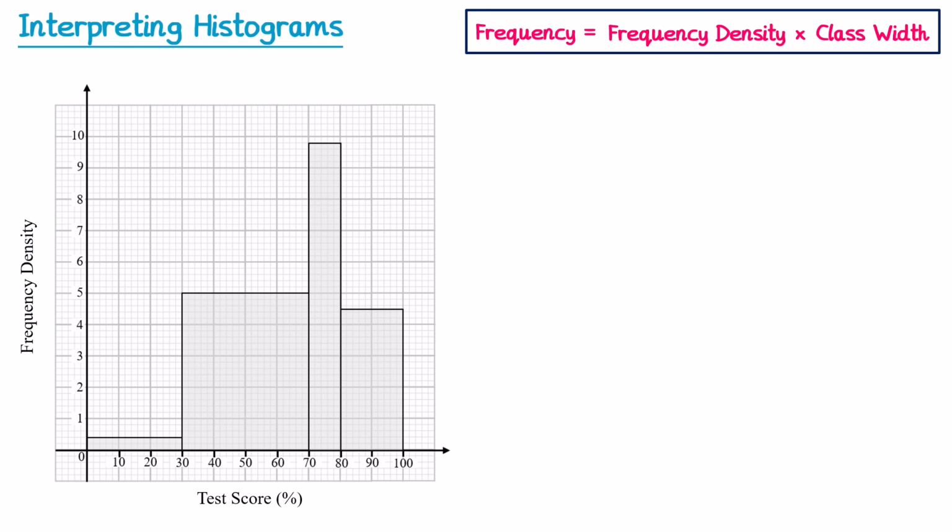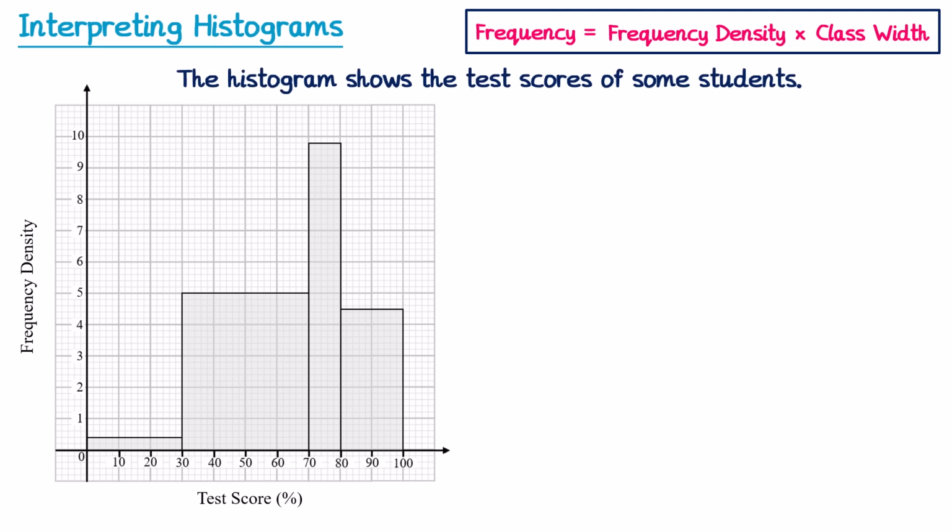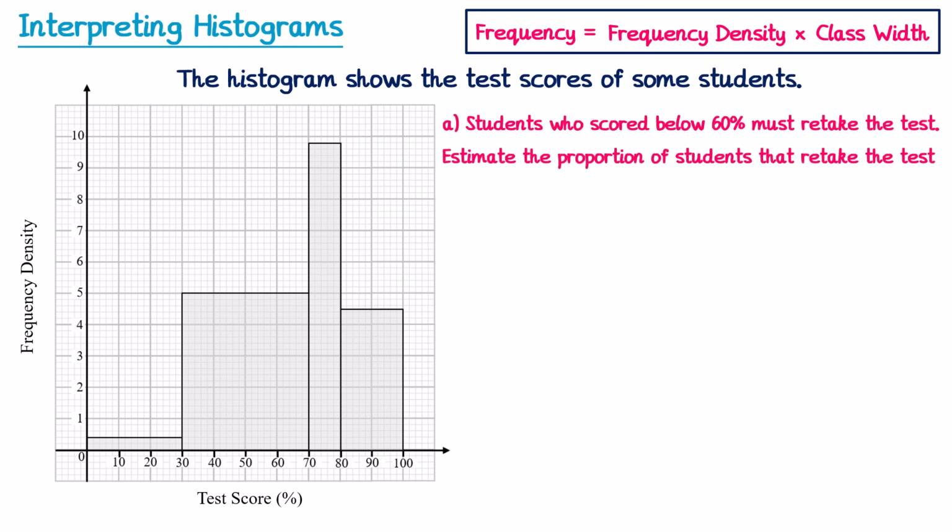Sometimes when we're given a histogram, we need to write down a proportion or a percentage. Let's have a look at this one here. So imagine this histogram shows us the test scores of some students as a percentage. And then we could be asked a question like this. Students who scored below 60% must retake the test. Estimate the proportion of students that retake the test.